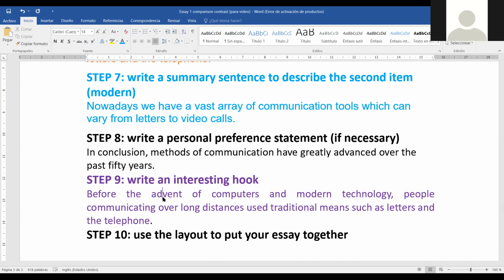Well, I wrote this sentence. Luis, could you please read my hook? Before the advent of computers and modern technology, people were communicating over long distances using traditional means such as letters and the telephone.